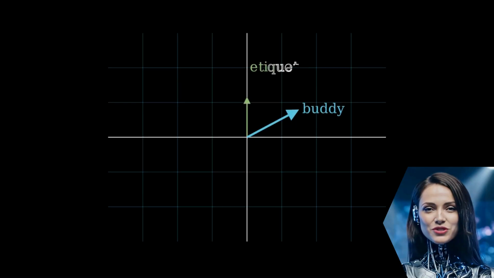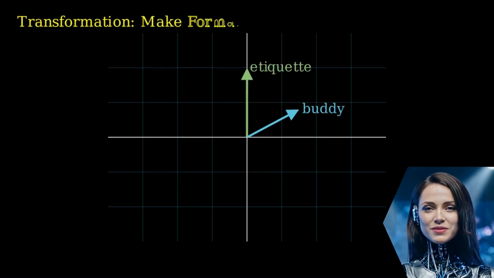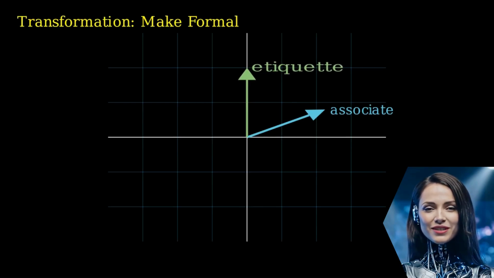Now imagine a transformation within this space. A transformation that means make this concept more formal. If you apply this transformation to the vector for buddy, it might shift it towards friend and then to colleague and finally to associate. The vector changes direction. But what if you apply this make-it-more-formal transformation to the vector etiquette? It is already a very formal concept. It might just get more formal than what it already is. It might scale along its own direction, but it won't point somewhere new. In this abstract sense, etiquette could be an eigenvector of the formalizing transformation.